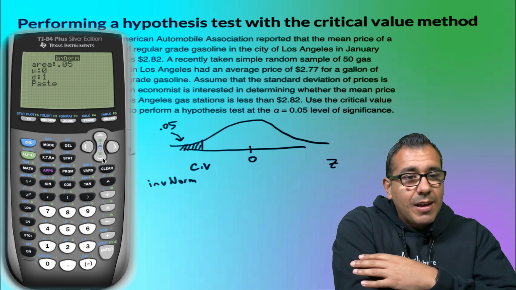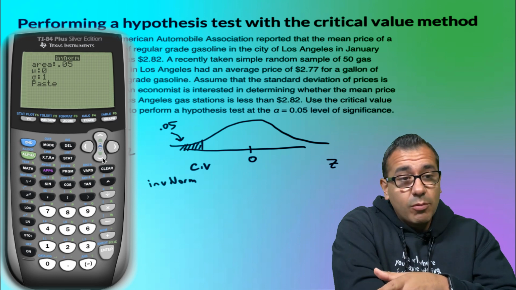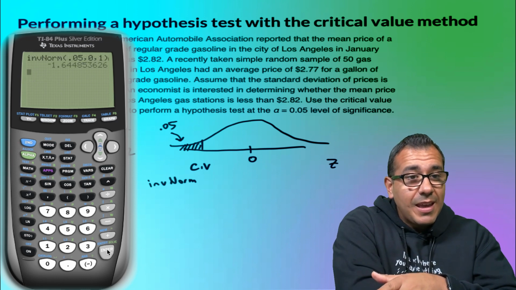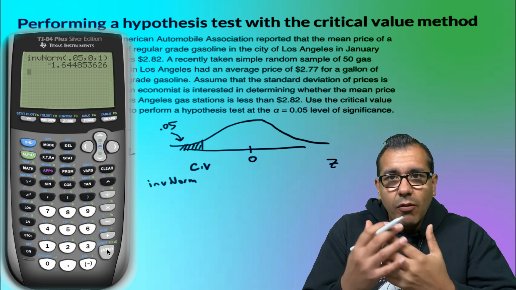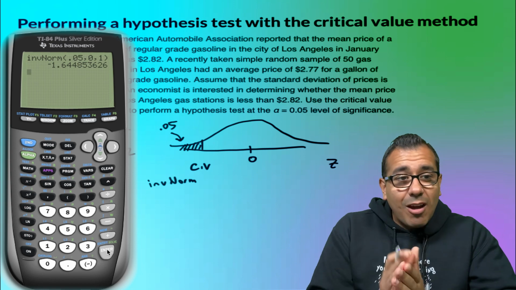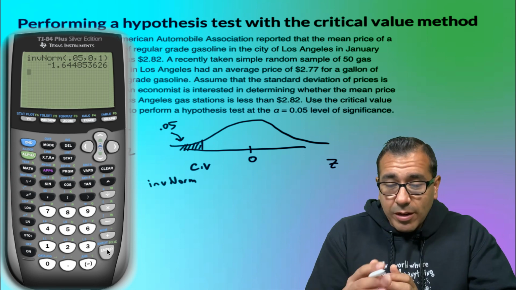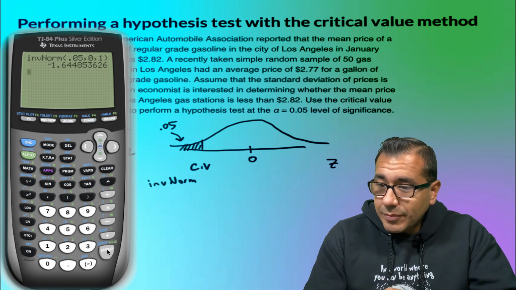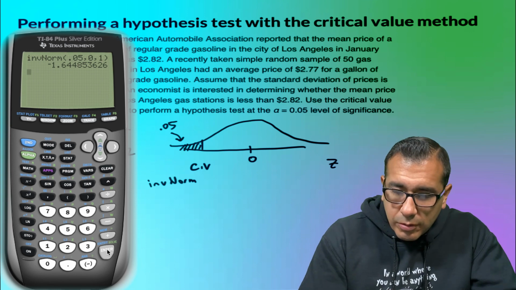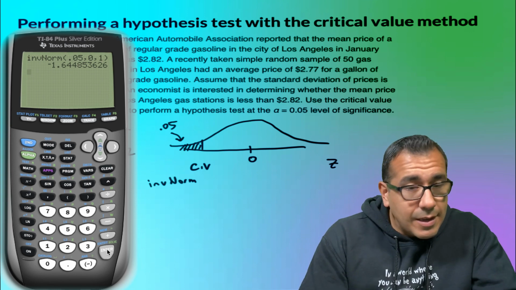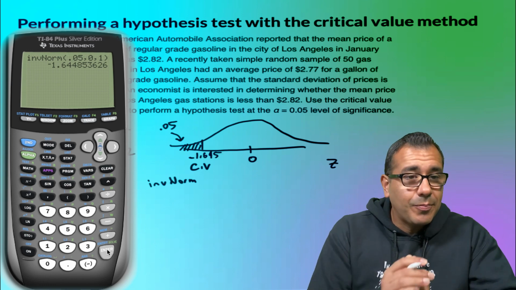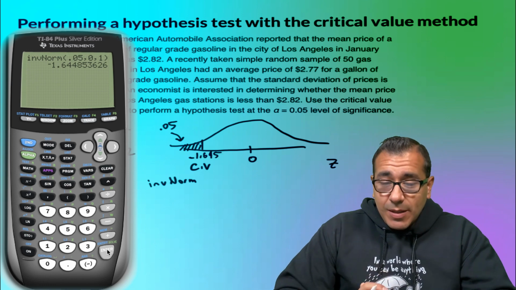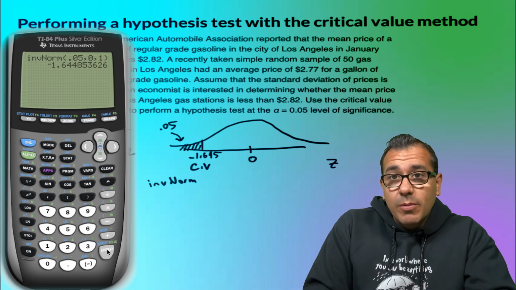My mean, since this is a standard normal curve right here, is 0, standard deviation of 1. So we'll hit paste, and we should already know, because we've used this number over and over again, that our z score here, our critical value here, is negative 1.645.